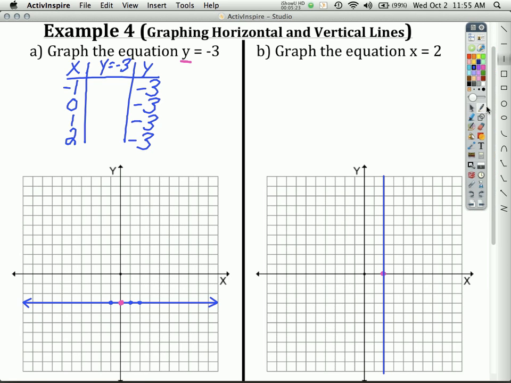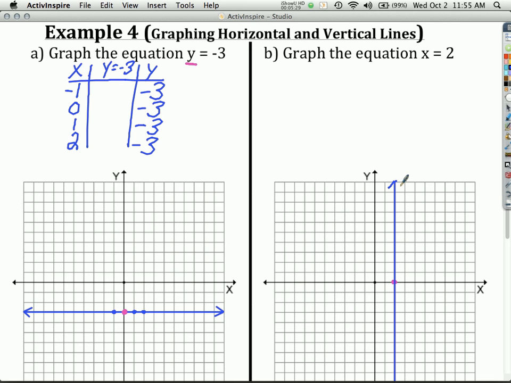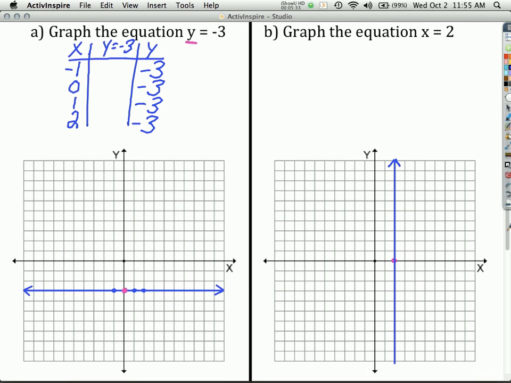So, y equals is going to be a horizontal line, and x equals is going to be a vertical line. This is actually confusing because you would think it's the opposite. When you think of x, what are you usually thinking of? Right? So this is a concept that's counterintuitive.